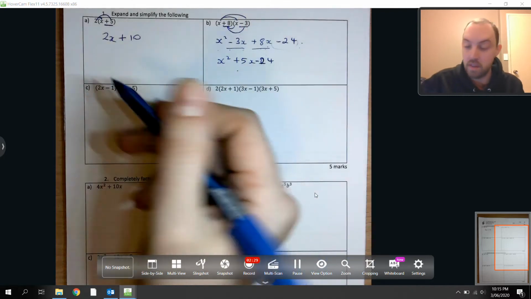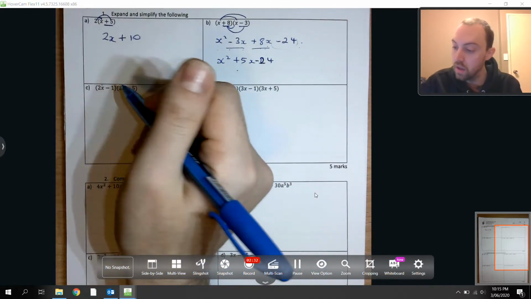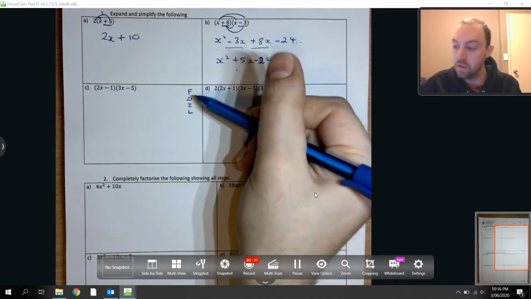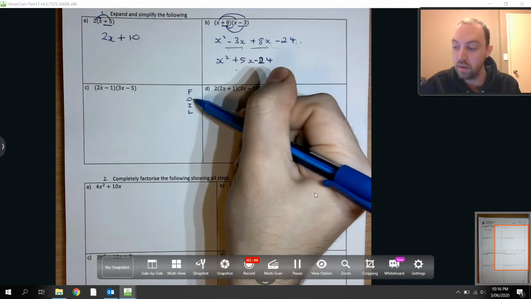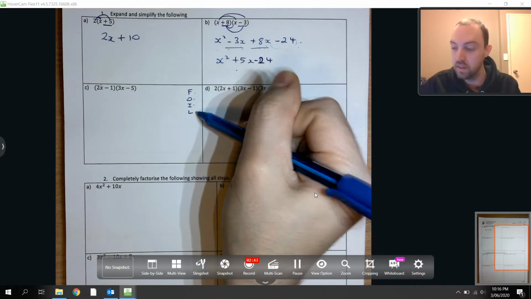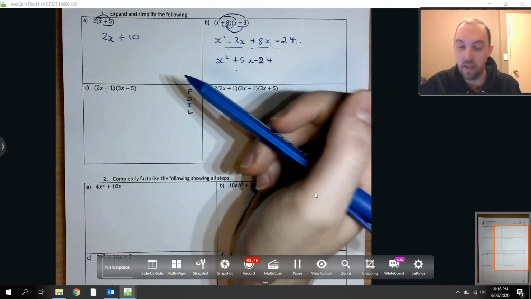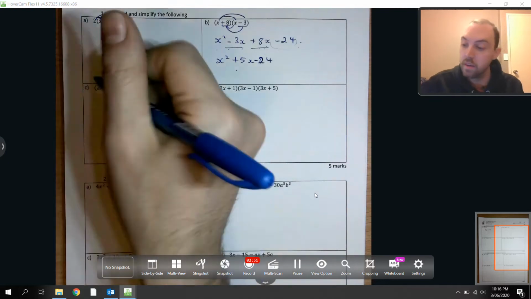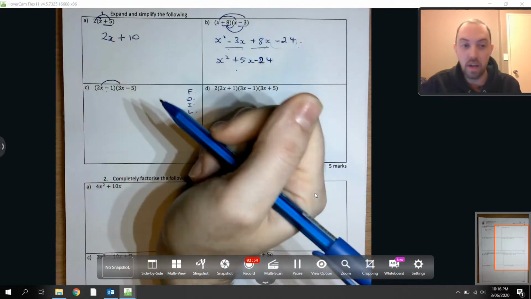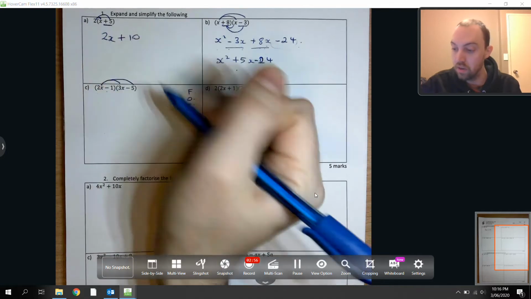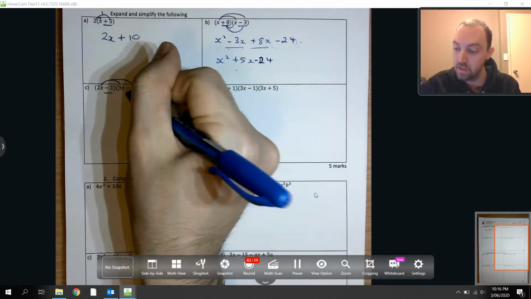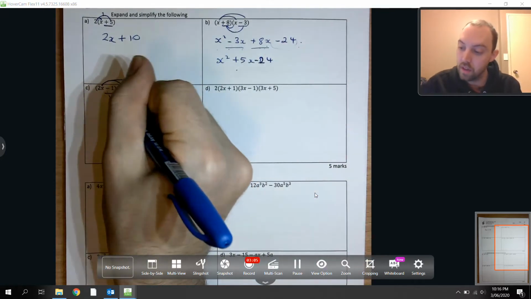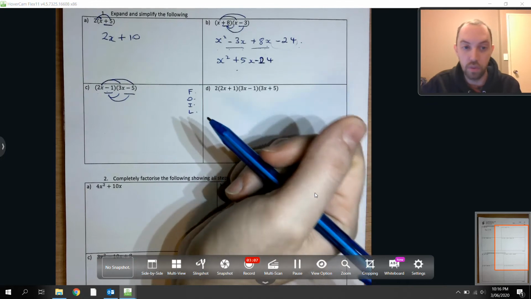Okay, same idea continued. Some people might remember the FOIL method, which is your firsts, outers, inners, lasts. This really only works when there's 2 terms in each bracket, which is going to be a problem as soon as we get to part D here. So each term in this bracket to each term in the other, paying attention to the signs in front of each term. Okay, and so those are the 4 things that I'm doing.